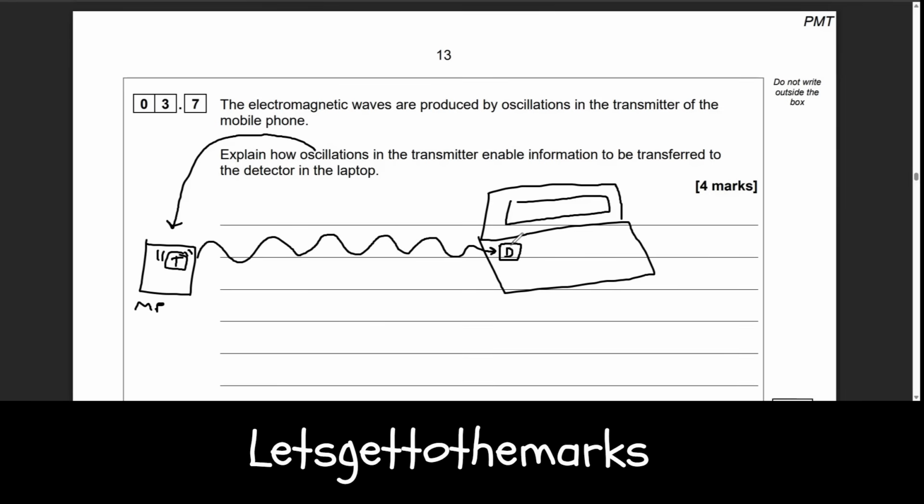Now, the detector in the laptop converts those radio waves into electricity. That's supposed to be like a lightning bolt. That is the worst electricity sign ever. And yeah, let's put that all in words.